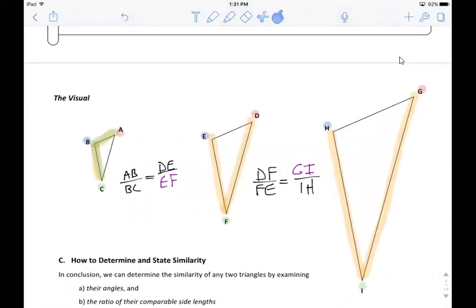You're trying to see, how can I make a matching ratio from one triangle with the other triangle? Continue to try those, fill them in as best you can, and you can always go back and check in the completed version of the note.